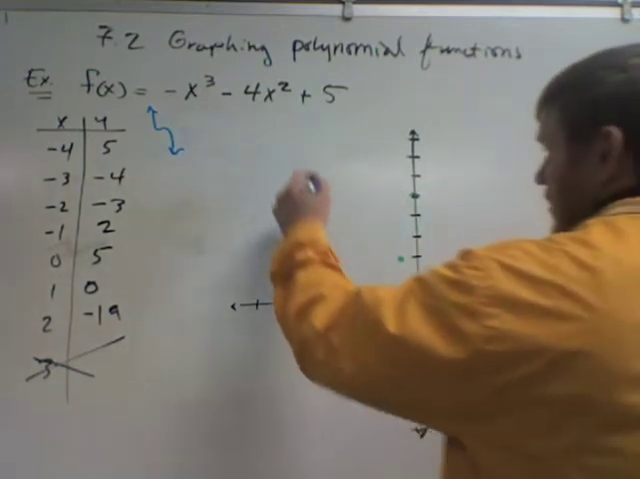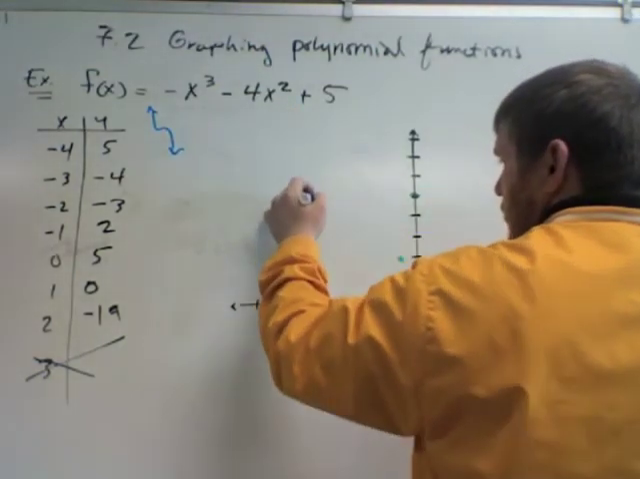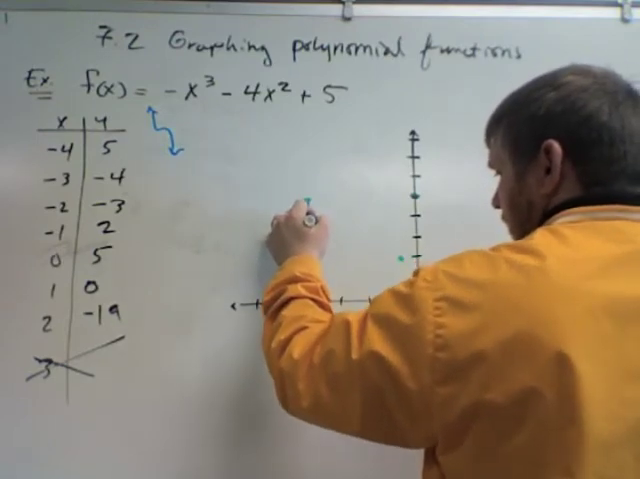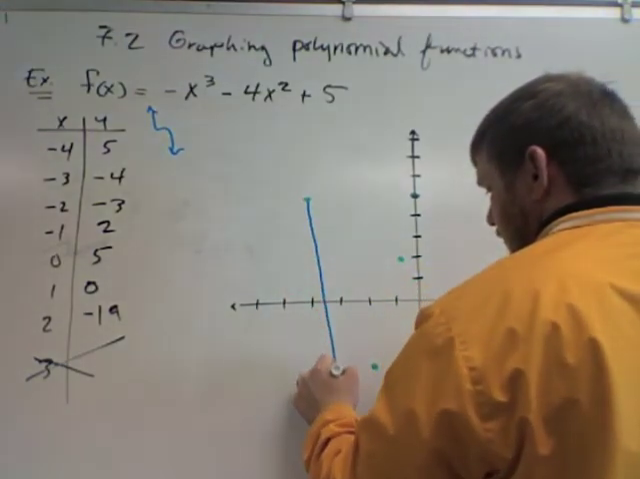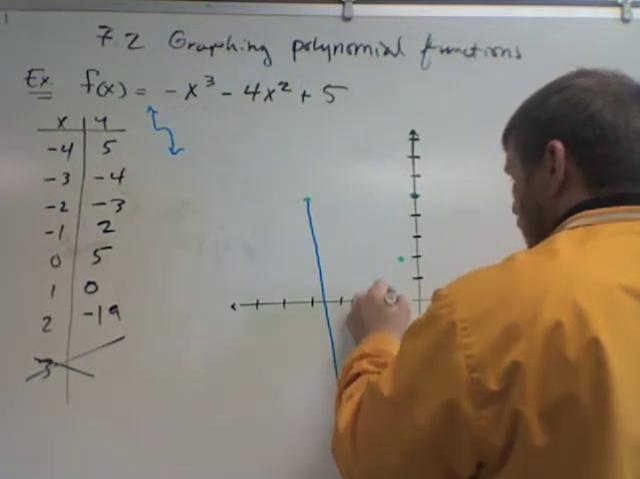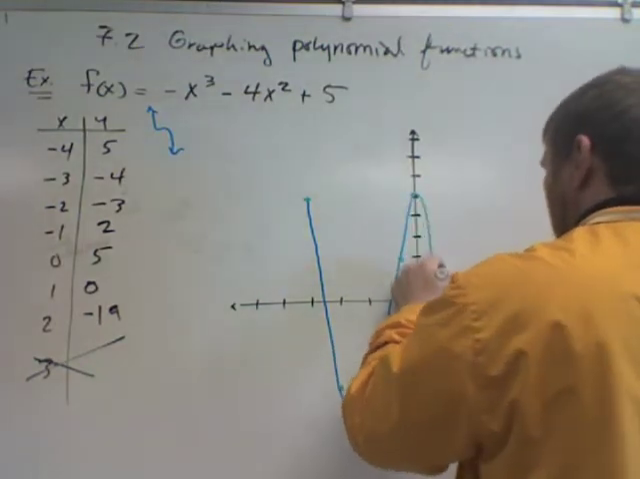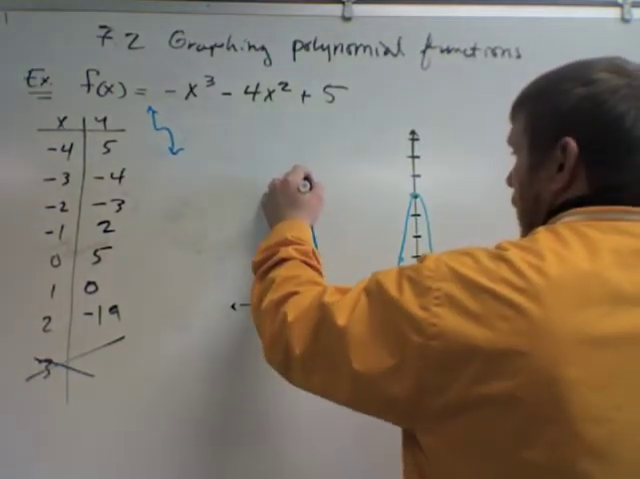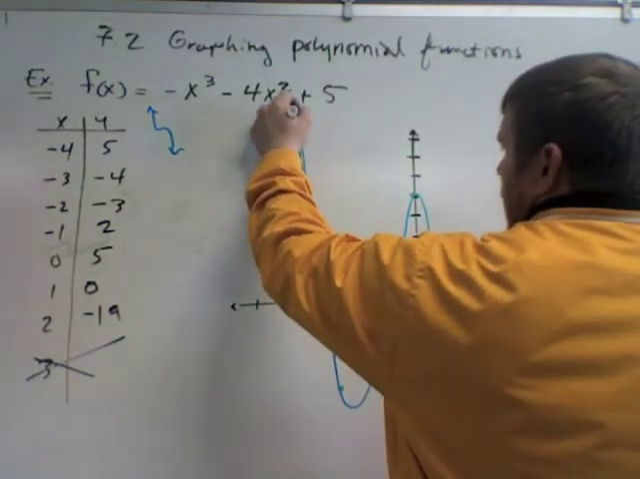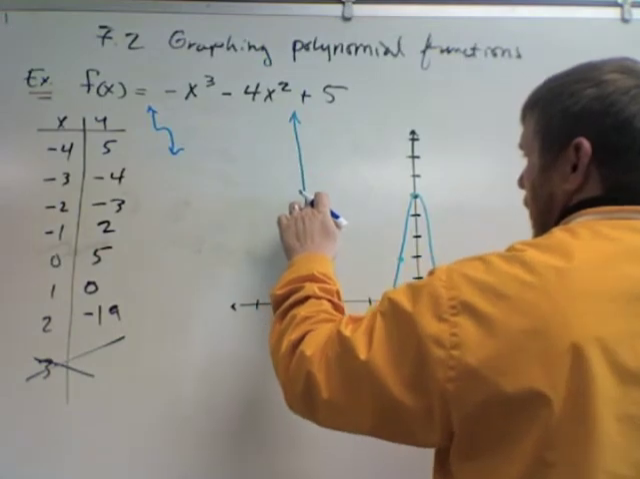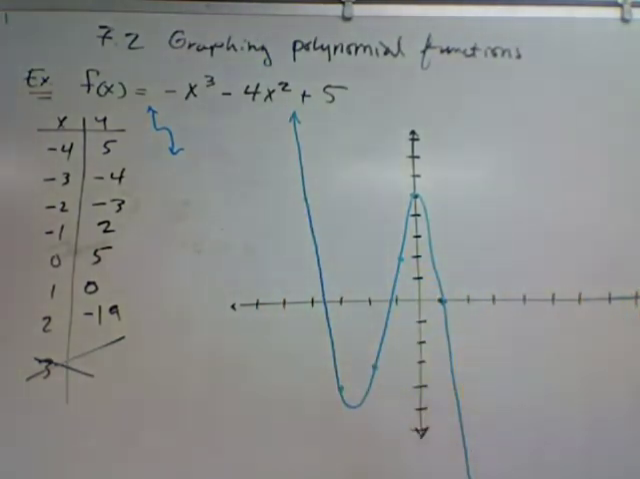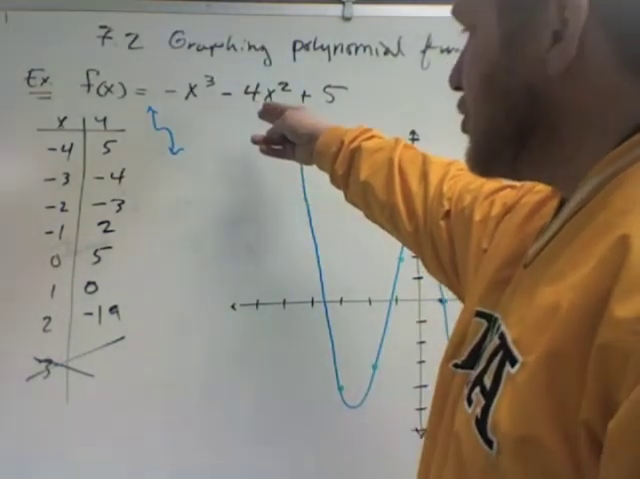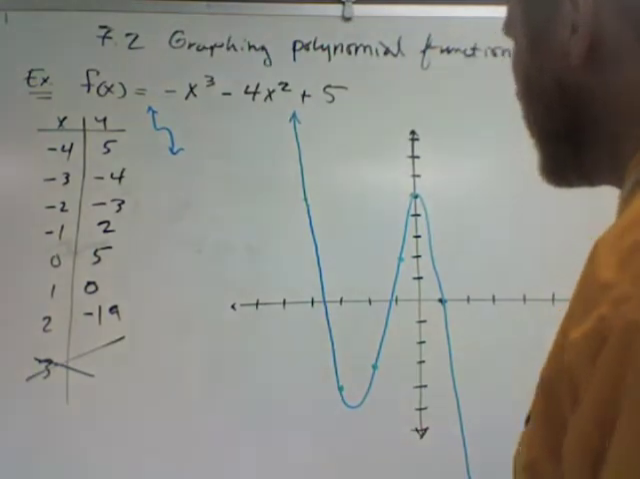This is a situation where you just try to do the best you can. So here I go. I go down. So there we go. There would be the sketch of the graph of -x cubed minus 4x squared plus 5. All right.